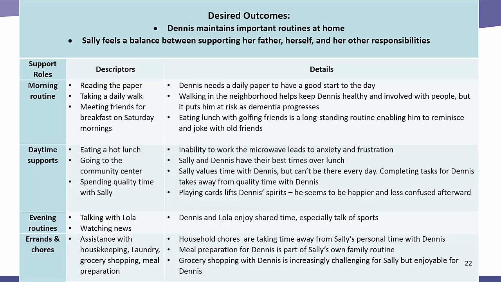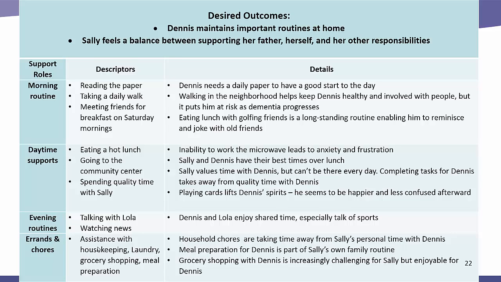Sofia then led the group through the Shaping Outcomes tool. Although the family initially identified many goals, Sofia helped them narrow their focus on two specific outcomes that were central to Dennis's and Sally's well-being and were acceptable goals for the rest of the family and Fred. The first goal was that Dennis maintain routines that were important to him in his home as long as possible. The second was that Sally have a balance between supporting her father, herself, and her other family and work responsibilities.